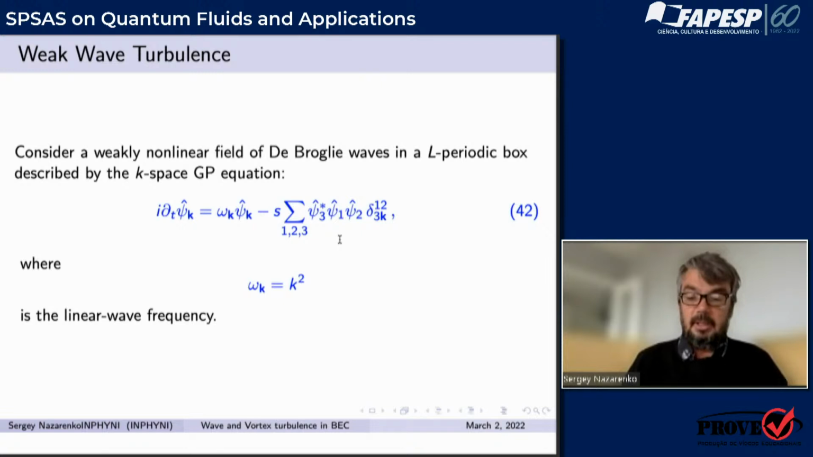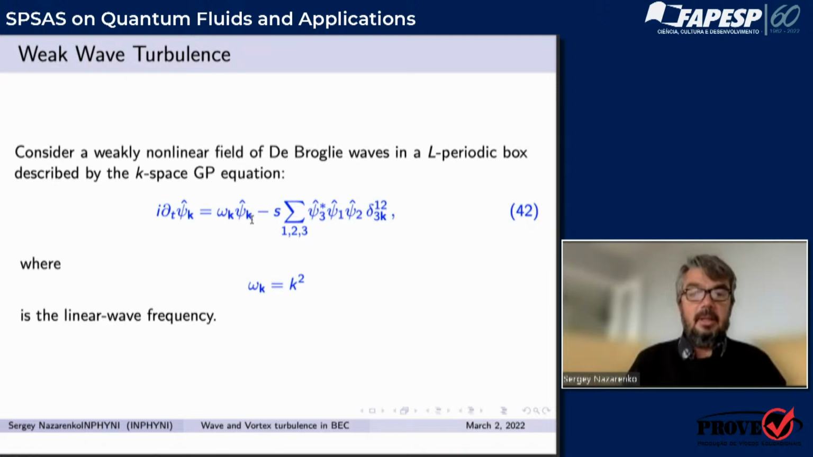So the role of the nonlinear term will be that some of the energy will be transferred between the modes with different wave numbers k. Indeed, if it was a linear system, then each mode with wave number k would preserve the value of its amplitude. It's the so-called superposition principle. And now we can have transfer in Fourier space.